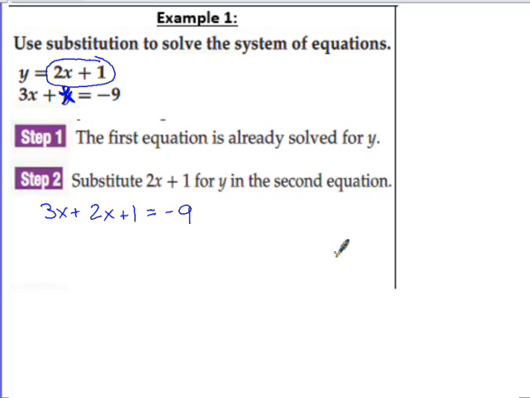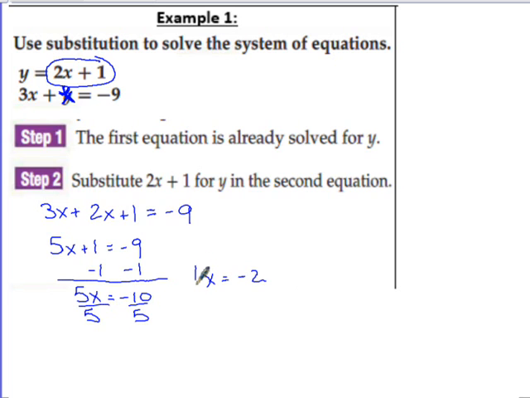So I took the second equation, alright, and I replaced the y with this up here from the first equation. Now this is an equation with one variable, just the x's, and we know how to solve this. So I have like terms that I need to combine. 3x plus 2x is 5x plus 1 equals negative 9. Then I'm going to subtract 1 from both sides. I get 5x is equal to negative 10, and then I divide by 5, and x is equal to negative 2. This is 1/2 of my ordered pair. Remember, the solution to a system is always an ordered pair, so negative 2 is 1/2 of my answer.